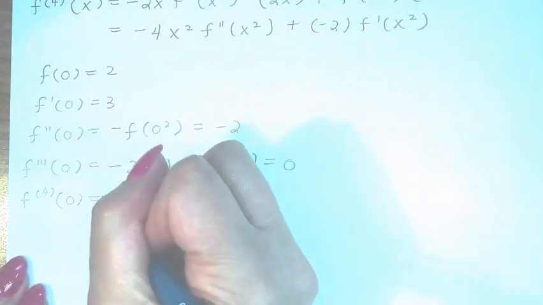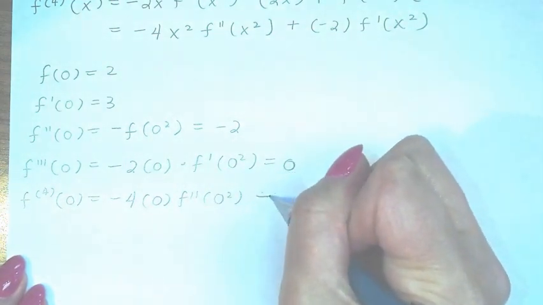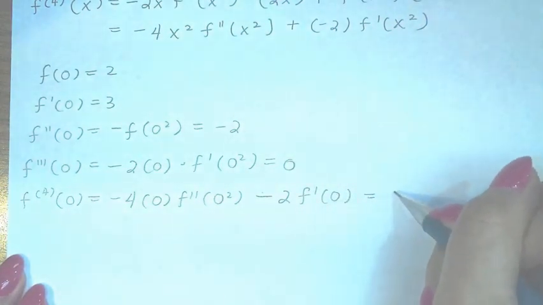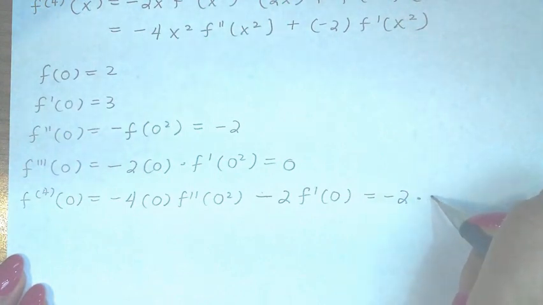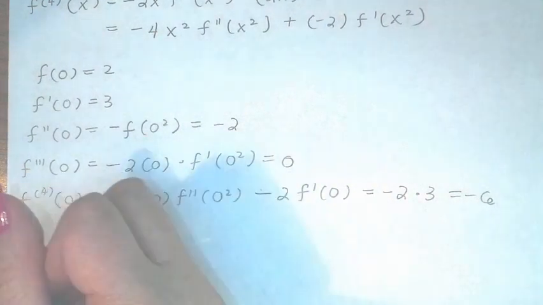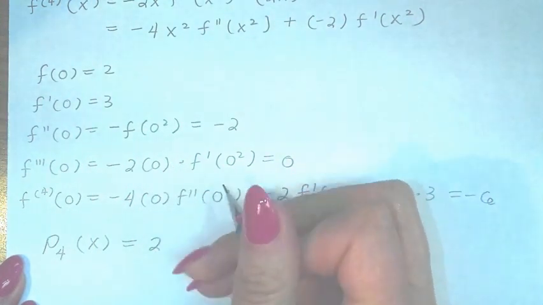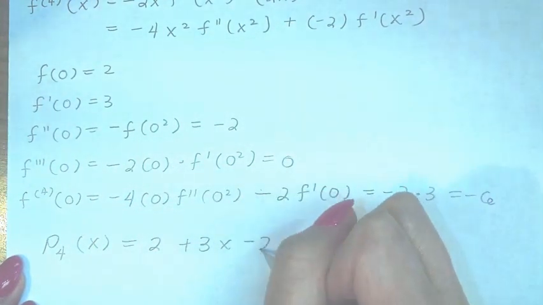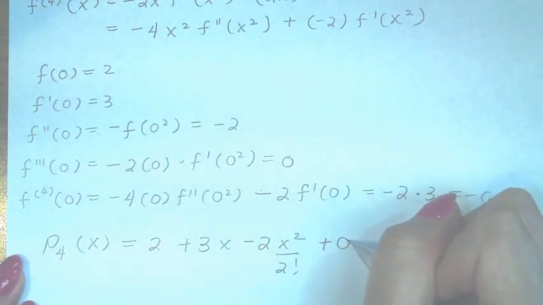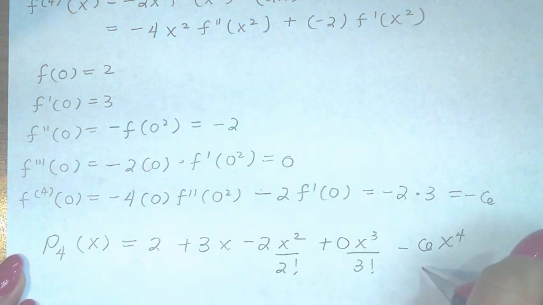So you know that it's going to be negative 4 times 0, so all that term is going to fly to 0. Negative 2, and then you have f prime of 0, so this is going to be negative 2 times 3, which is going to be negative 6. So pretty neat. Over here we have, let's call it, polynomial degree 4 of x equal to 2, plus 3x, minus 2x squared divided by 2 factorial, plus 0x cubed divided by 3 factorial, and last but not least, you have the 6x to the power 4 divided by 4 factorial.